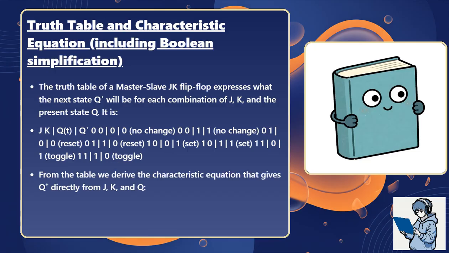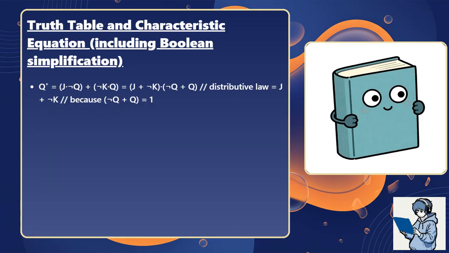From the table we derive the characteristic equation that gives Q plus directly from J, K, and Q. Q plus equals J dot not Q plus not K dot Q. This can be simplified using Boolean algebra. Q plus equals (J dot not Q) plus (not K dot Q) equals (J plus not K) dot (not Q plus Q), distributive law, equals J plus not K because (not Q plus Q) equals 1.